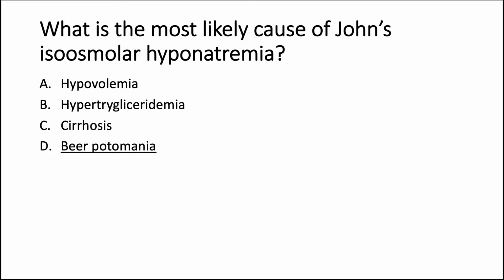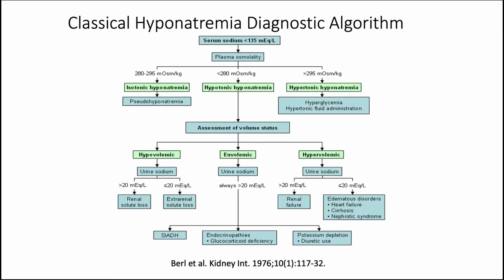But first, I would like to talk about the classic hyponatremia diagnostic algorithm that was developed in the 70s. This algorithm calls for the sequential analysis of the plasma osmolality, followed by the assessment of the volume status, and finally the assessment of the urine sodium.